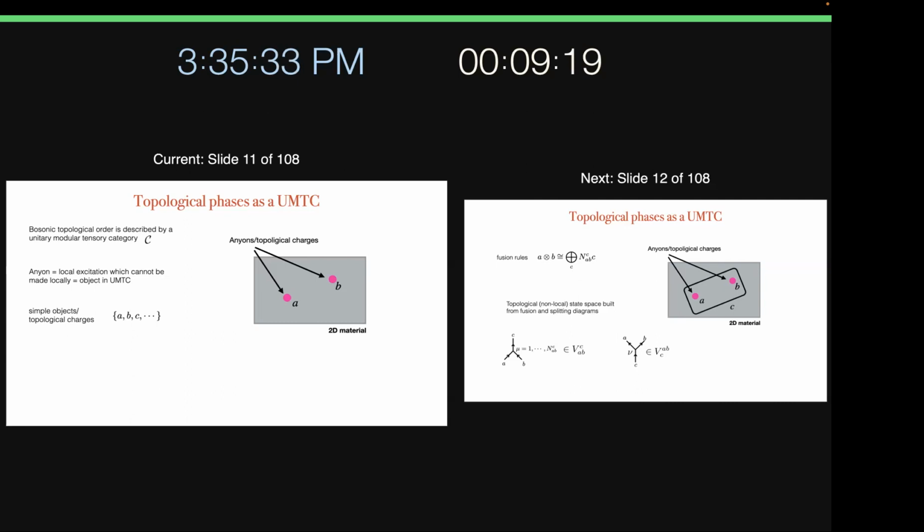And so typically we just pick out one label that represents that whole superselection sector, and that's what's identified with the simple objects in the modular tensor category. And here's a list of what those might look like. So A, B, C, and so on.